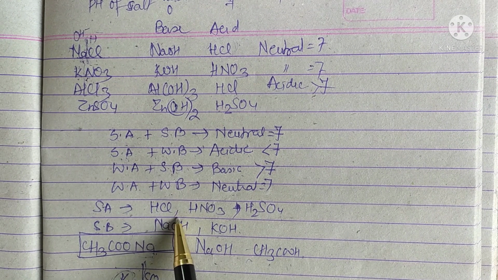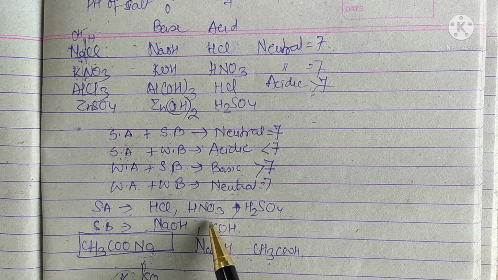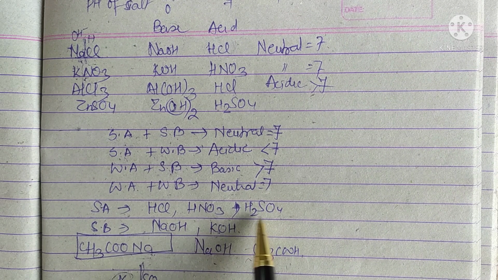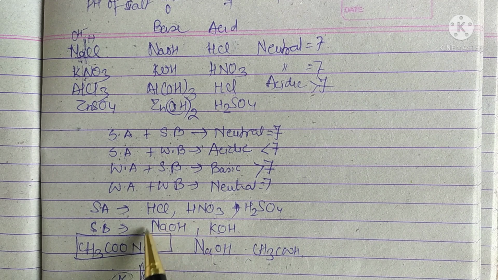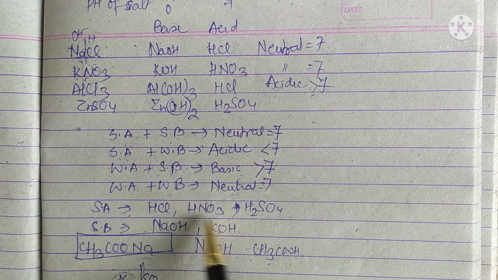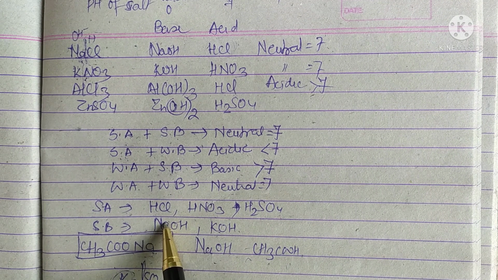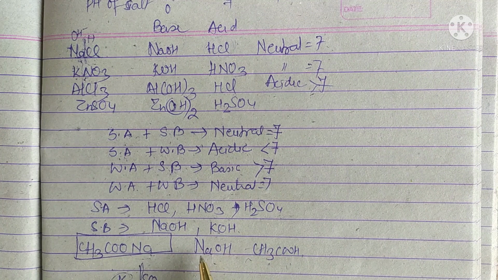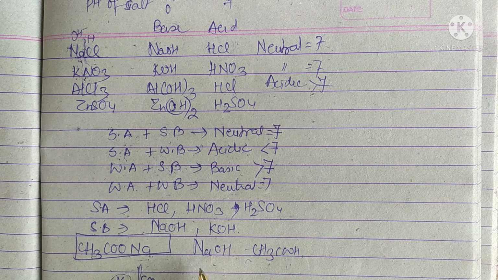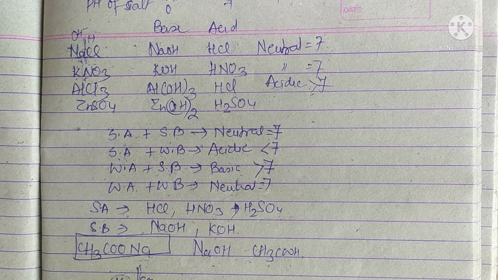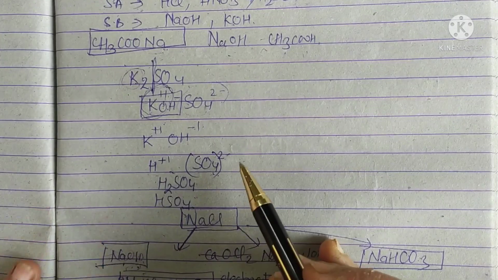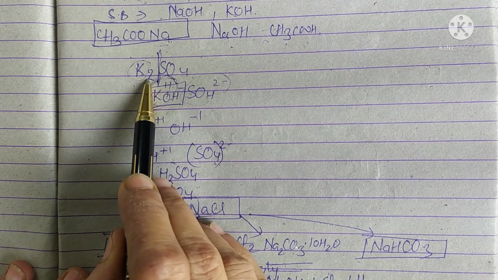The mineral acids, hydrochloric acid, nitric acid and sulfuric acid, are the strongest acids. And NaOH and KOH are the strong bases. The rest, like organic acids, citric acid, acetic acid, lactic acid, all the organic acids, are weak acids. Now let us try to understand again with one example.